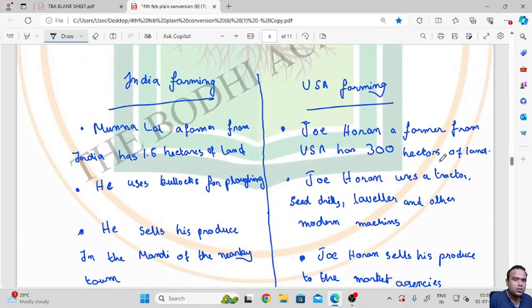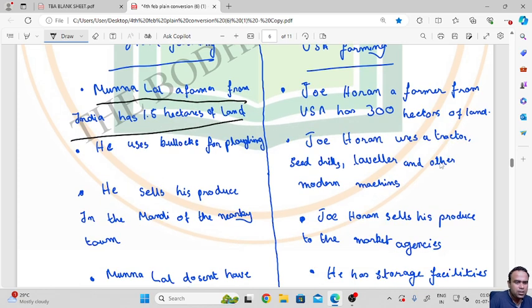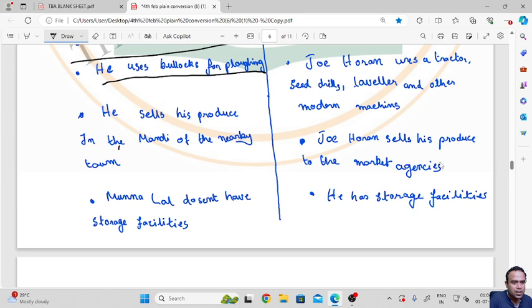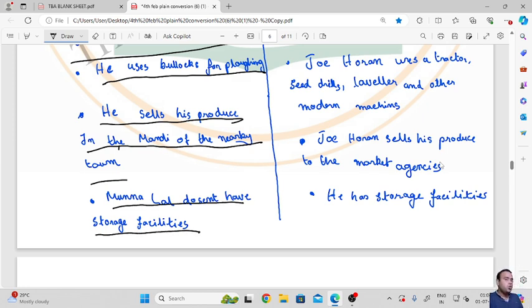So, Indian farming case study. Munna Lal, a farmer from India, has 1.5 hectares of land. He uses traditional bullock for plowing, the traditional old way which was used for plowing. He sells his produce in the mandi of the nearby town. Munna Lal doesn't have storage facilities. These are the circumstances of an average Indian farmer.